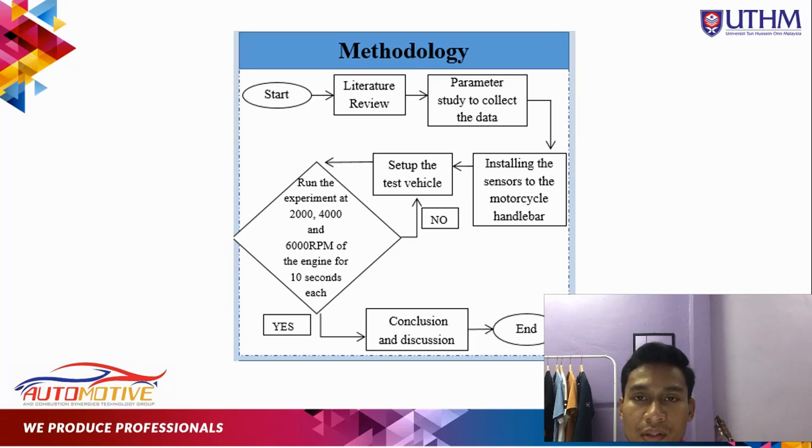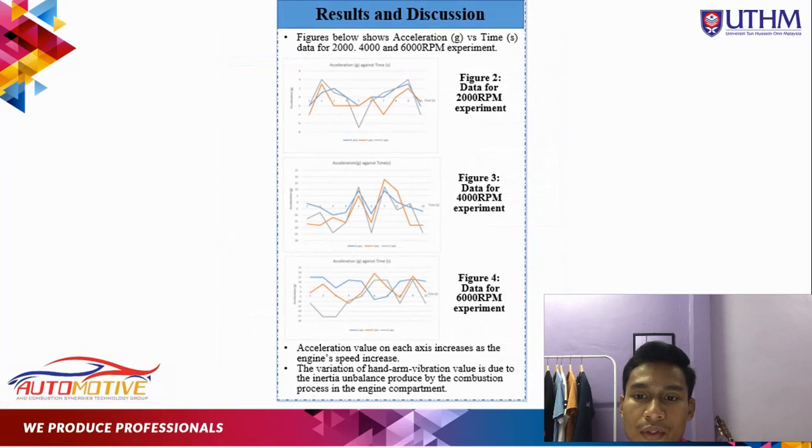The next step is to set up the test vehicle. The next step is to run the experiment at 2000, 4000 and 6000 RPM of the engine for 10 seconds each. If all the experiments succeeded, conclusion and discussion will be made. And if one of the experiments did not succeed, I will repeat the previous step, which is to set up the test vehicle. So move on to the next topic, which is result and discussion.